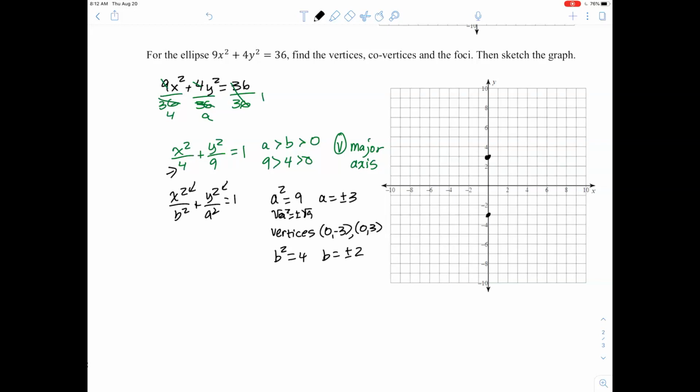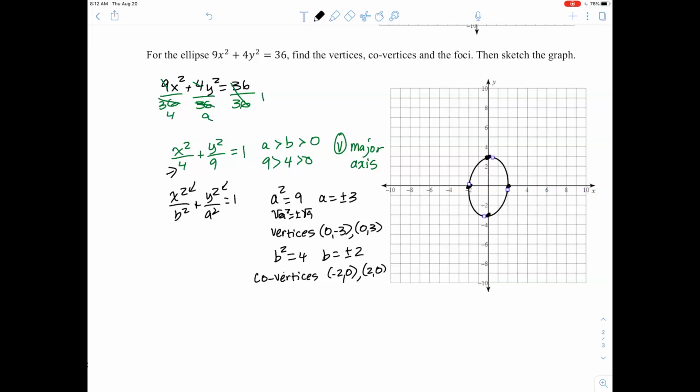Okay, so that means our co-vertices are going to be on our x-axis here. So you're going to be at negative 2. Well, let's graph them. They were 2 away from the center, so left 2 and right 2 from the center. So that would be at negative 2, 0, and 2, 0. Right? And so we can go ahead and sketch this graph since we have the vertices.